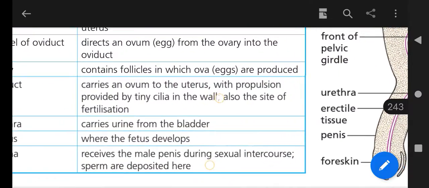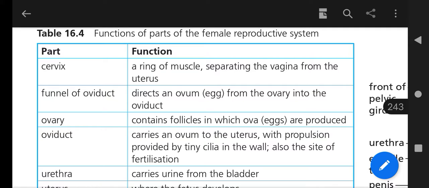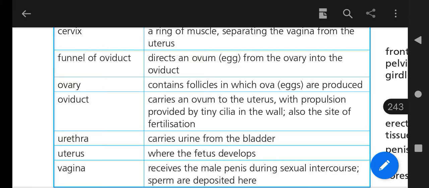What is the function of the funnel of the oviduct? It directs an ovum, the egg, from the ovary into the oviduct. The ovary contains follicles in which eggs are produced. The egg is protected by many cells, and these cells are called follicle cells. These follicle cells are bounded by one single membrane, and inside them there is an egg. The egg is protected by different follicle cells and other types of cells.